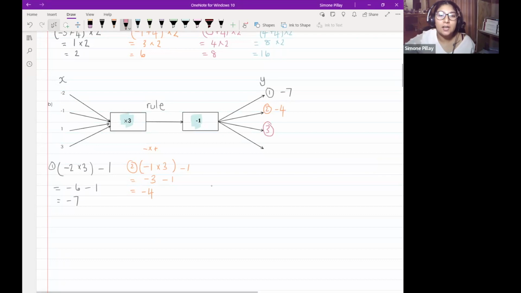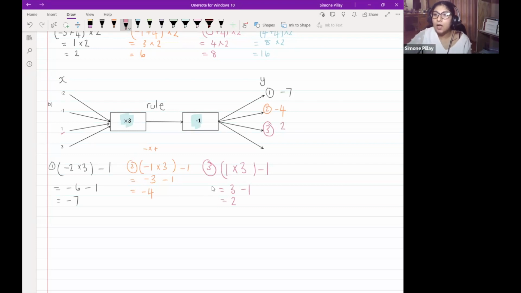Number 3, what are we doing over here? I am going to do my input. Let's see, what is my input? My input over here is 1. So that's going to be 1 times 3. And I have to minus 1. That is going to give me 3 minus 1. And that is 2.